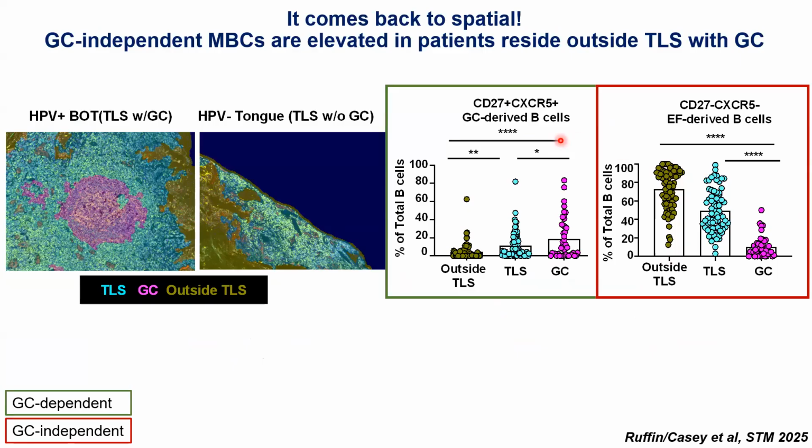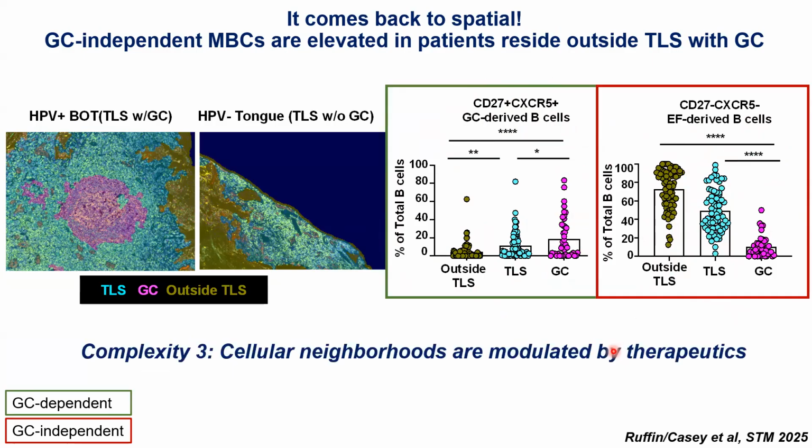So I've already kind of alluded to this, but we did this metric with a spatial panel and showed that when you have TLS with germinal centers, you have more of these germinal center dependent B cells, memory B cells that come out. But in the germinal center independent response or extrafollicular response, they're mostly outside of a TLS or even in a more rudimentary TLS.